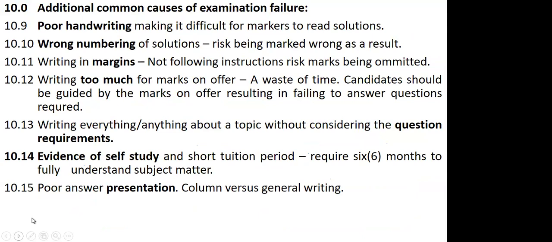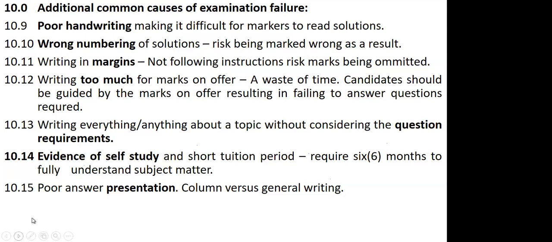Wrong numbering of solutions. You can risk being marked wrong as a result of putting wrong numbers. Just make sure you put the correct question reference on your answer. Are we together, colleagues? Very, very important. If you give wrong numbers, they may think that this is a correct answer to the wrong question and mark you wrong. You risk this, although there are quality control systems in place, but they can fail like all systems.